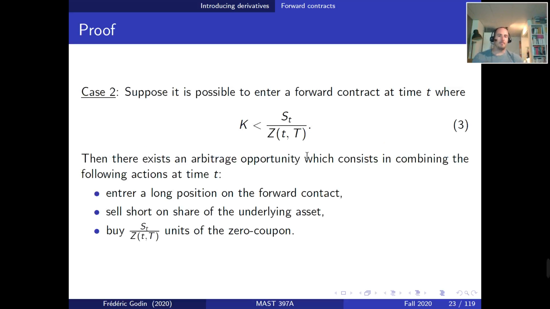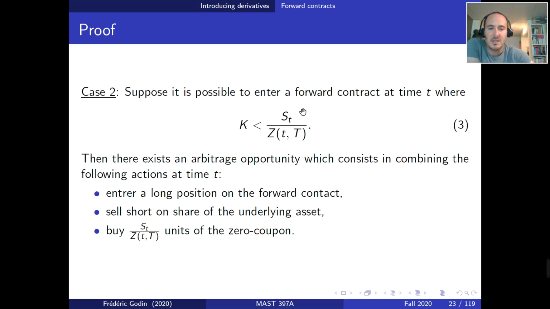Case number 2. We said that K cannot be greater than S divided by Z, but now we will show that K cannot be lower than S divided by Z. If inequality 3 is satisfied in practice, we will show that this will lead once again to an arbitrage opportunity, which was precluded by our previous assumptions. So assume that we have this inequality here.